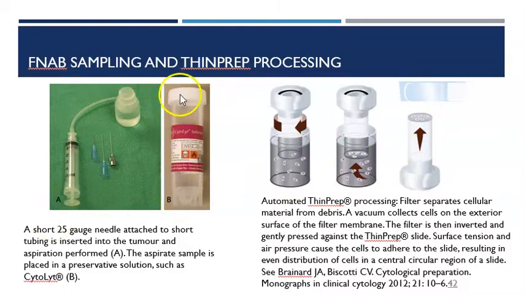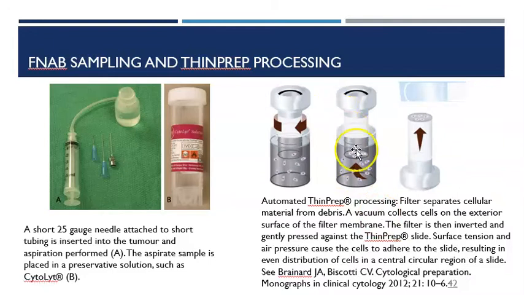So in these thin prep processing containers, what we can do is aspirate the sample with a needle and saline, take up some of those cells, and then transfer them into a preservative solution as shown here. And we can deposit the cells into these little canisters and then use these automated thin prep processing filters to separate the cellular material from the debris.